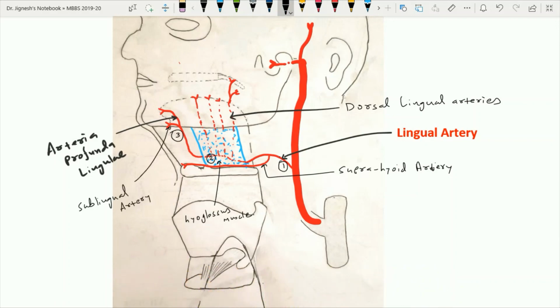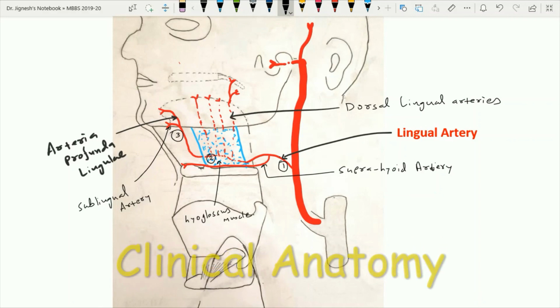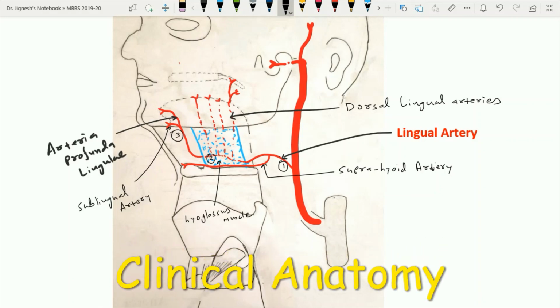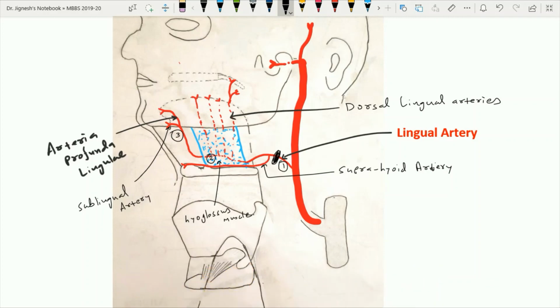The second and the third parts of the lingual artery, we can expose in the dissection of the submandibular region. At the time of surgical removal of the tongue, mostly in case of carcinoma of the tongue, the first part of the lingual artery should be ligated before it gives any branch, to prevent excessive bleeding. So this is all about the lingual artery.